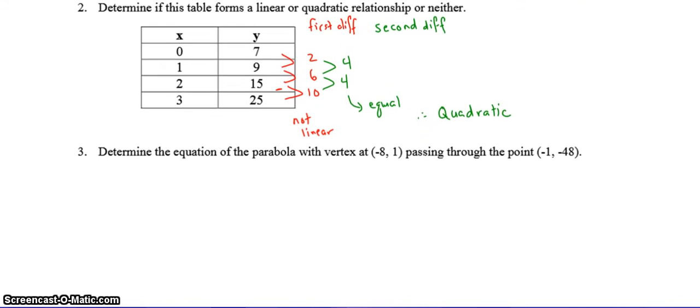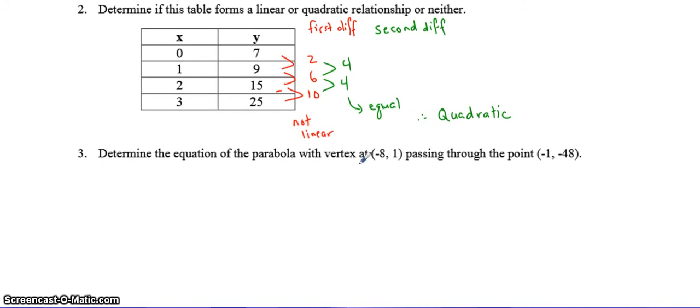The last thing you need to know from this unit is how to get the equation of a parabola if I give you the vertex and the point that it passes through. So the equation in vertex form is this. In your vertex, that's your h and that's your k. So we're going to substitute those in. And remember, when it's x minus negative 8, it's going to be x plus 8.